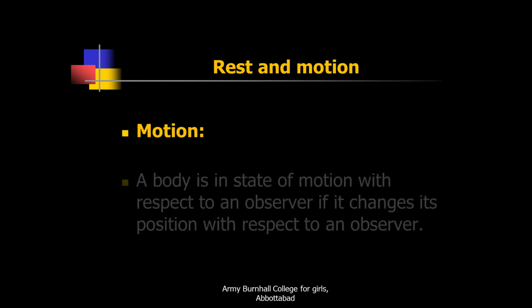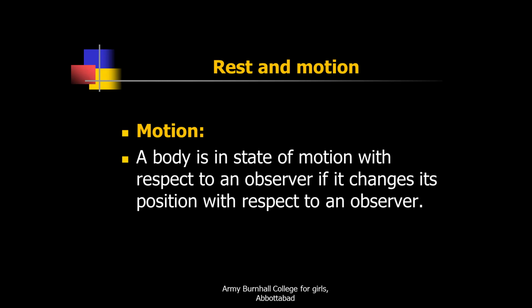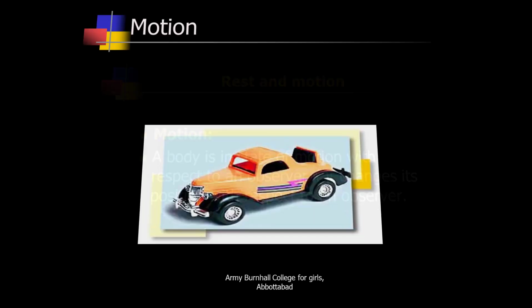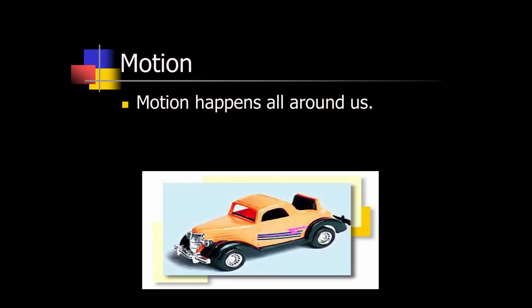If we are talking about motion, a body is in a state of motion with respect to an observer if it changes its position with respect to that observer. If you are observing a body and that body is changing its position, then we will say that the body is in motion. Motion happens all around us. You can see different objects moving around you: people, different vehicles are moving, we are moving, our body parts are moving. Different things present around us are in motion.